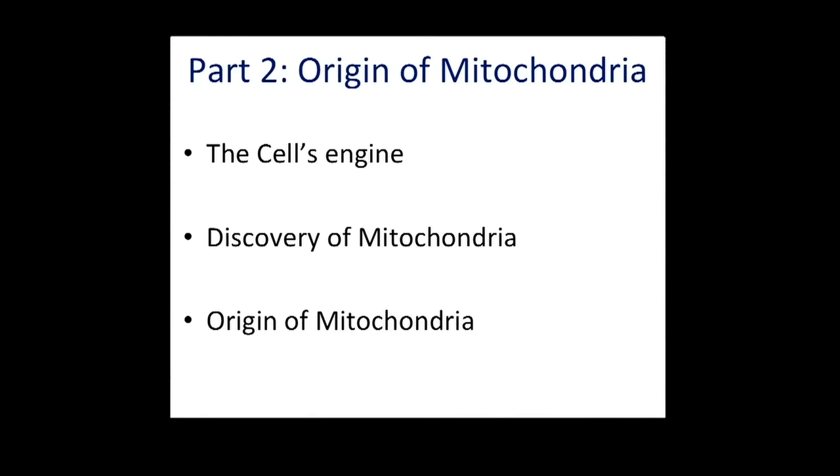This is the heart of the talk. This is the origin of mitochondria. Mitochondria are the cell's engine. That's where all cells, all eukaryote cells, which means they have a nucleus, get their energy. All multicellular organisms are eukaryotic. All animals, all plants, all fungi are organisms that have mitochondria. And the mitochondria that they have are all related. That's why we know that this event occurred only once, and we all have the same related mitochondria.